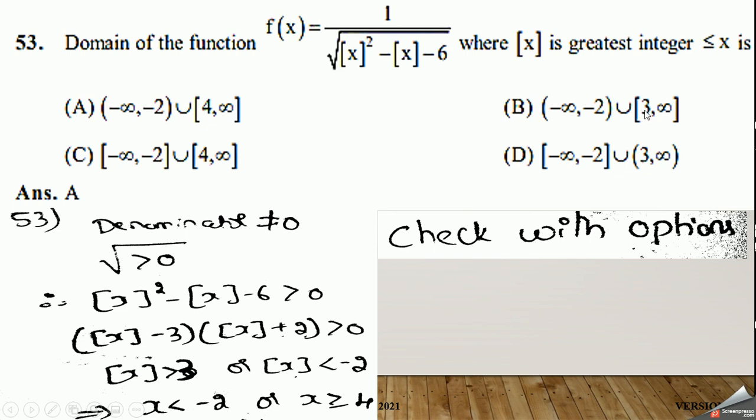Let me consider the value of x as 3. Greatest integer function of 3 is 3 only. 3 minus 3, again it is 0. So I cannot have option B. So since options B, C, D are violated, option A is the answer.